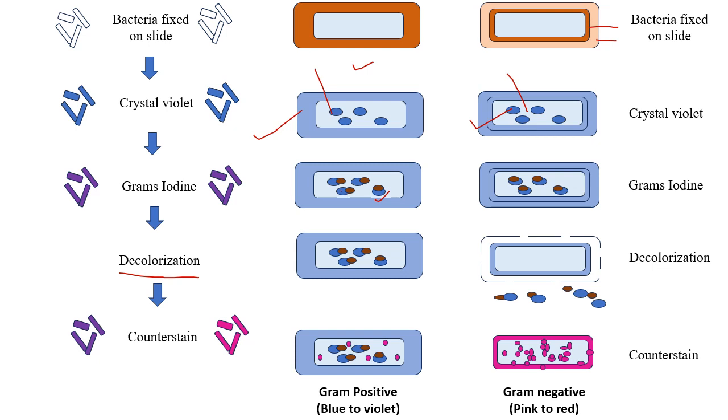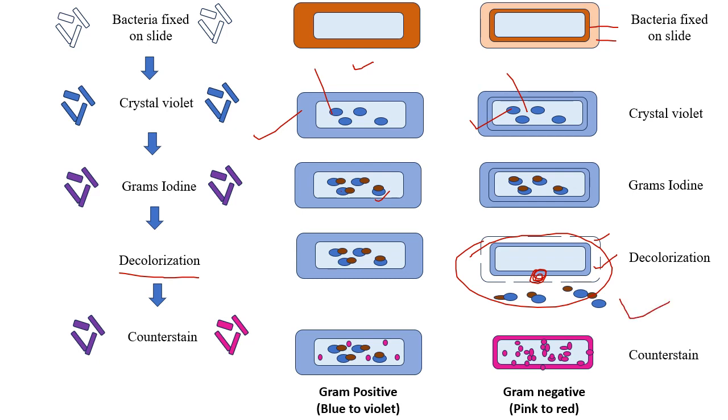The outer membrane of gram negative bacteria is going to dissolve in the presence of the decolorizing agent. In addition to this, it has a thin layer of peptidoglycan. So this layer does not have the potential to retain the crystal violet iodine complex. So on washing, it is going to wash away.